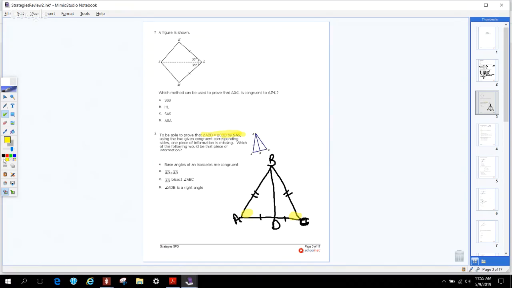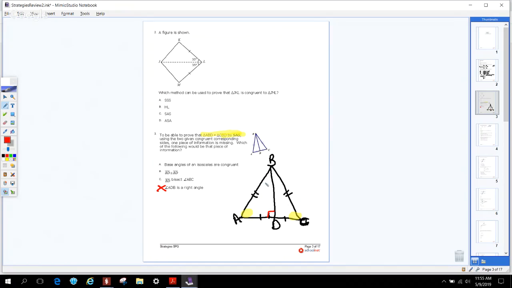So if we look here, I'm going to work up from the back. Here it says ADB is a right angle. Well, if we knew this was a right angle, we could technically do hypotenuse leg, but hypotenuse leg is not side angle side. So it can't be choice D.